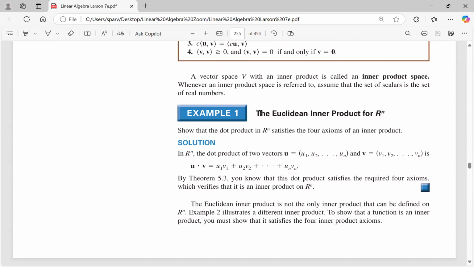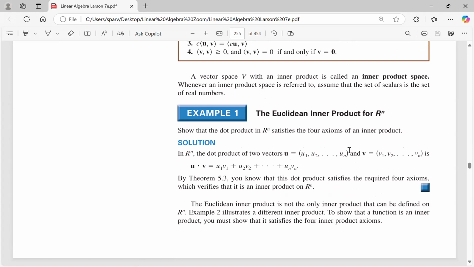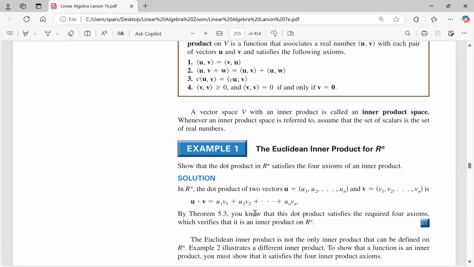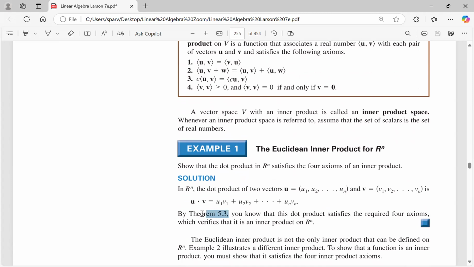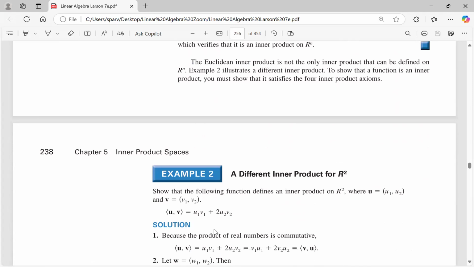Now, again, remember we mentioned the Euclidean inner product in the previous section. It satisfies these axioms of inner product. And you can see this is establishing these, and pretty much these were established in the previous section. So he's referring you to the previous section, Theorem 5.3. This one was in the previous section. All right. Now, we'll do our own exercises in a moment.